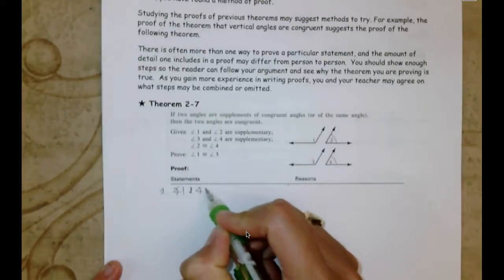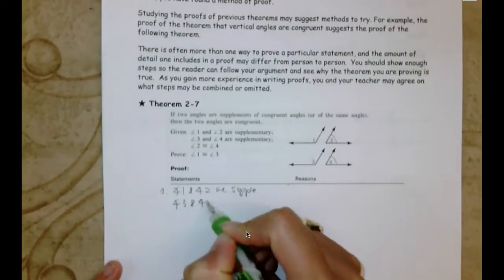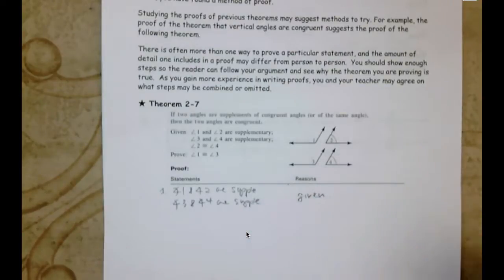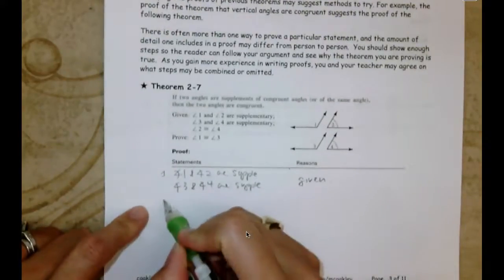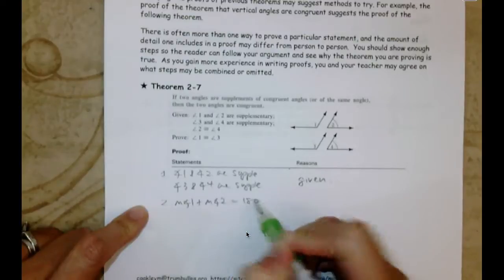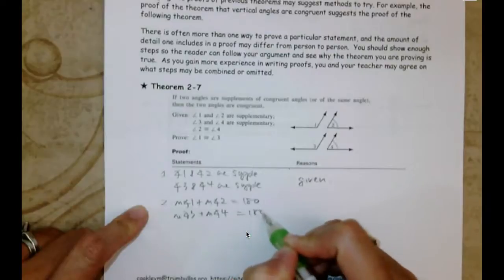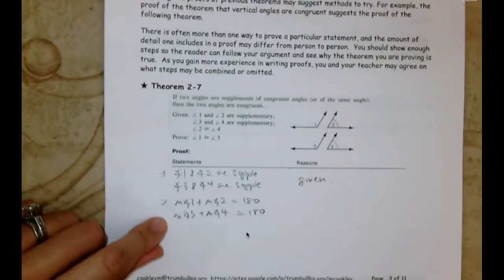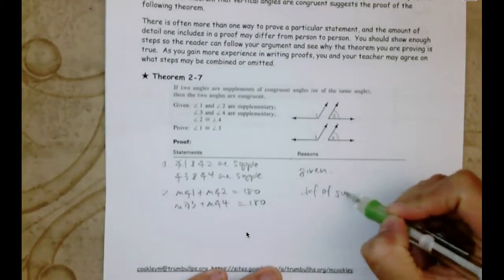Angle 1 and angle 2 are supplementary, and angle 3 and angle 4 are supplementary, and that's given. So if they are supplementary, their measure adds up to 180. So let's just write that. Measure of angle 1 plus measure of angle 2 equal 180, and measure of angle 3 plus measure of angle 4 equal 180. So what do you think the reason for that is? I just said if they are supplementary, they add up to 180.